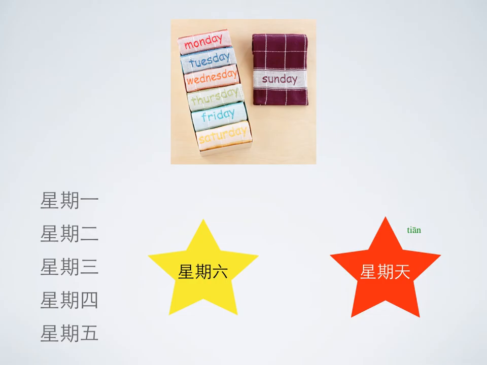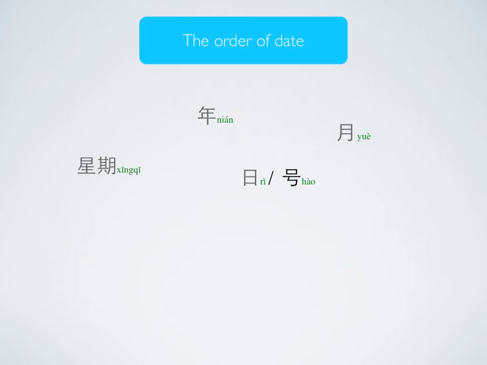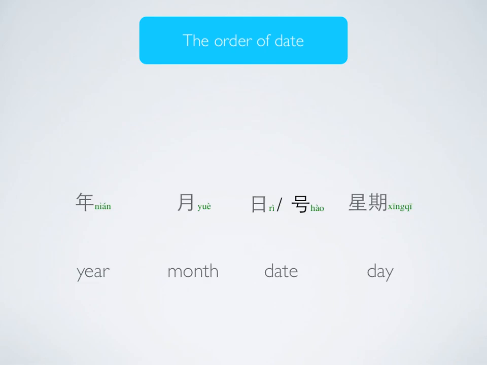Okay, let's move on. So what is the order of the date? When you're expressing the year, the month, the date, and the day, what order should you put them in? Now remember one thing. In Chinese, everything goes from the biggest to the smallest. So in this group, year obviously is the biggest, and it goes year, month, date, and day. That's the order.